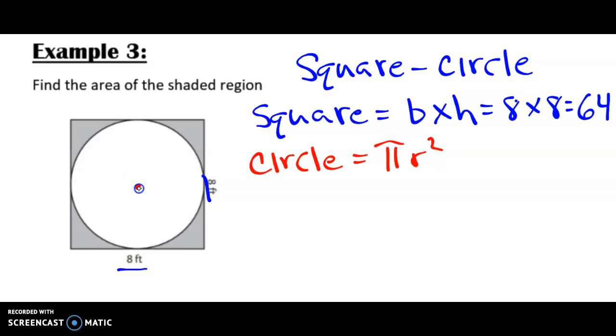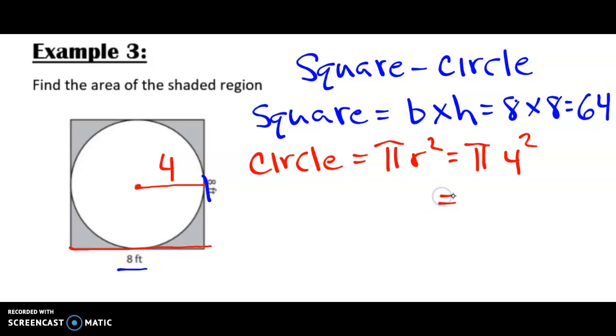It goes from the center of my circle to the side of my circle. It is exactly half of my diameter. The diameter is all the way across the circle. So if all the way across the circle is 8, half of that will be 4. So this will be pi times 4 squared.